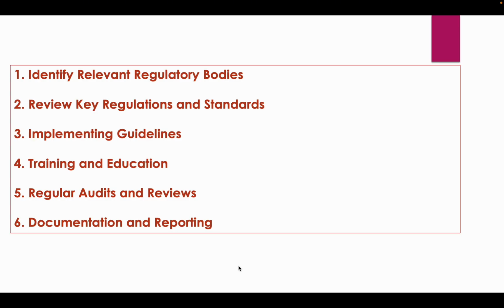And then number 2, we have review key regulations and standards. Number 3 is implementing guidelines. We have training and education. We have regular audits and reviews, and also documentation and reporting. So, by applying these regulatory guidelines and safety standards, the organizations can create a robust framework for radiation protection.